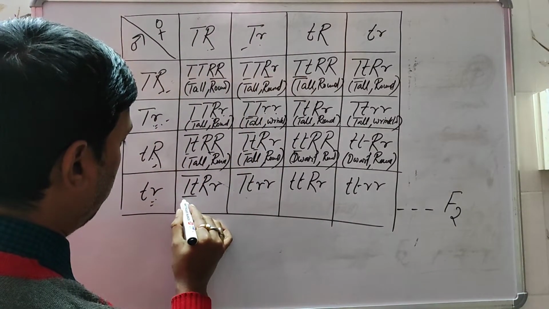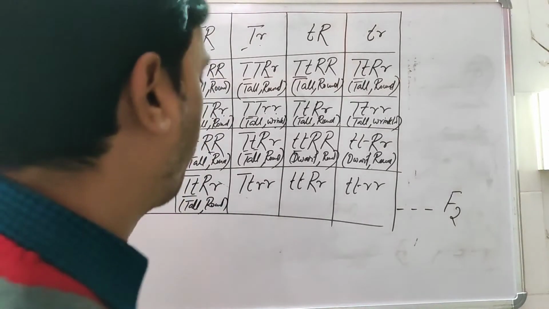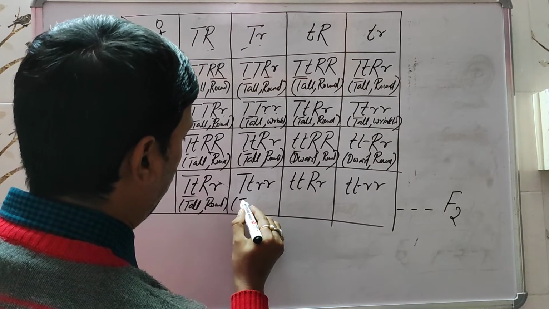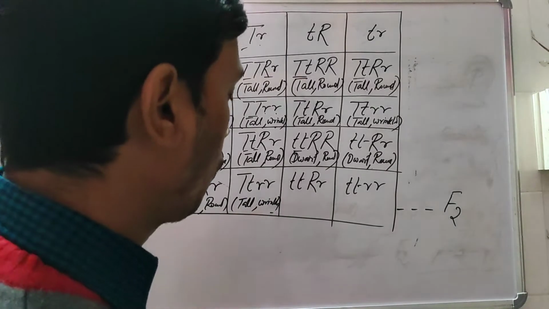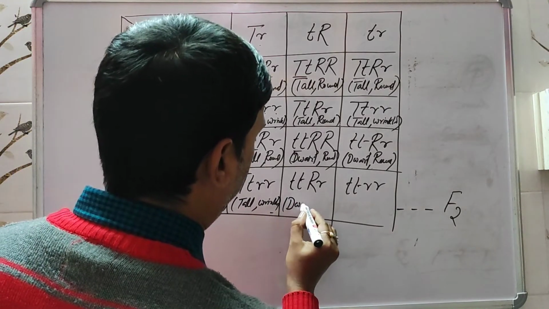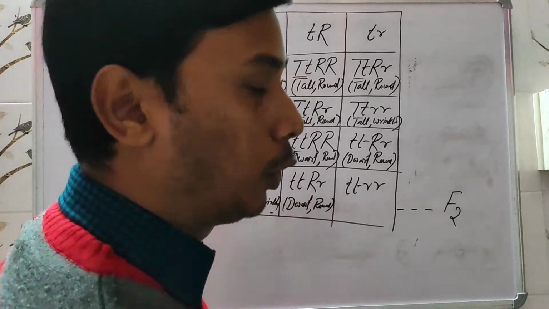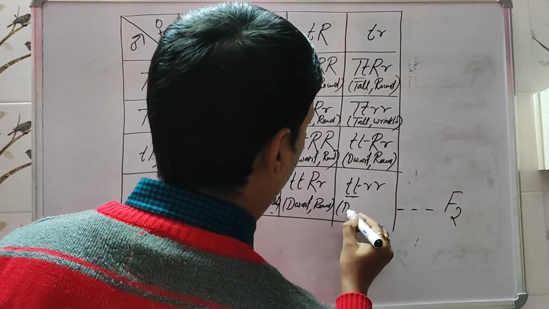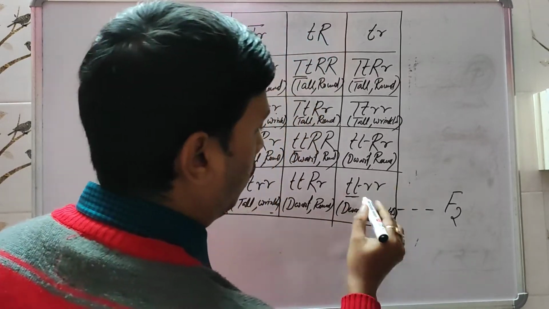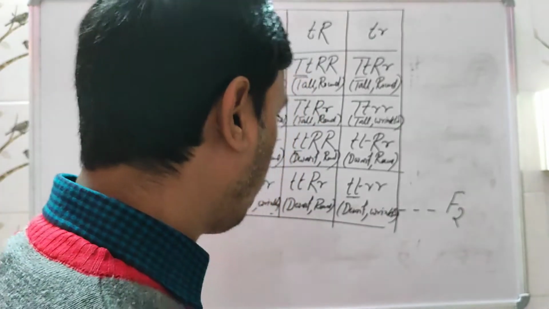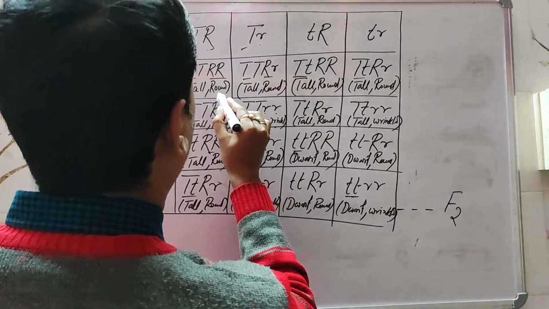Then this part capital T small t means tall, and capital R small r means round. Okay. This part capital T small t means tall, and small r means wrinkled. Then small t means dwarf, and capital R small r means round, because capital R is the dominant one. And small t means dwarf, and small r means wrinkled. Okay, because small r is the recessive form. So these are the genotypes which I have written, and below them are the phenotypes which I have written.